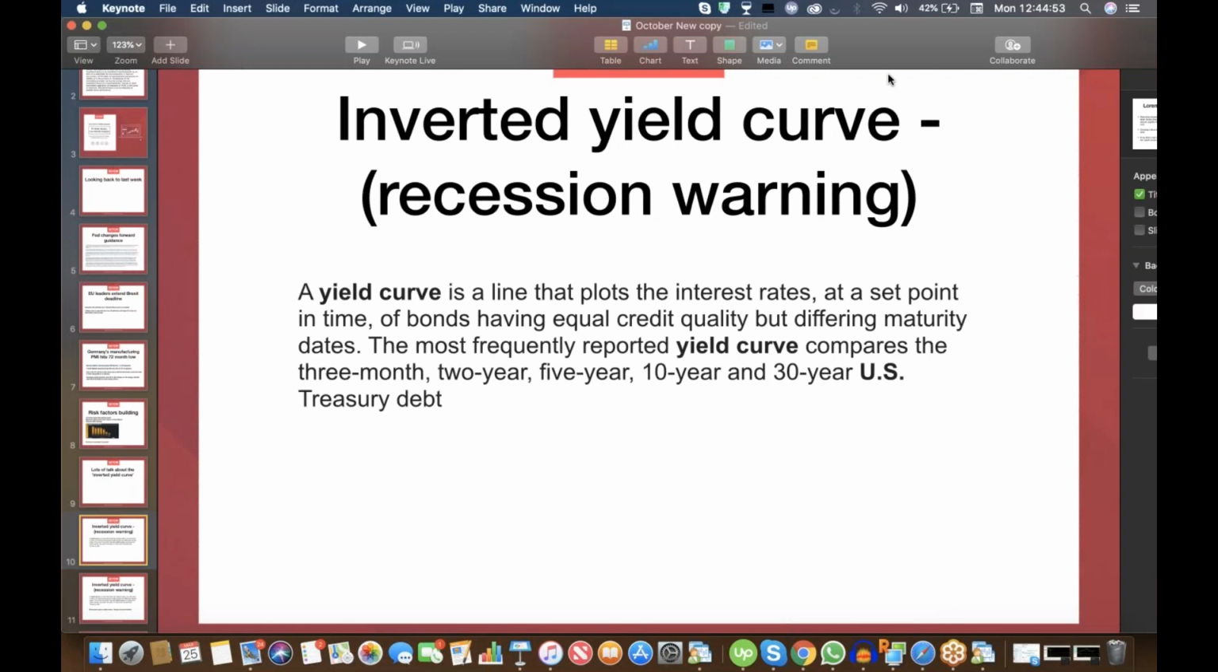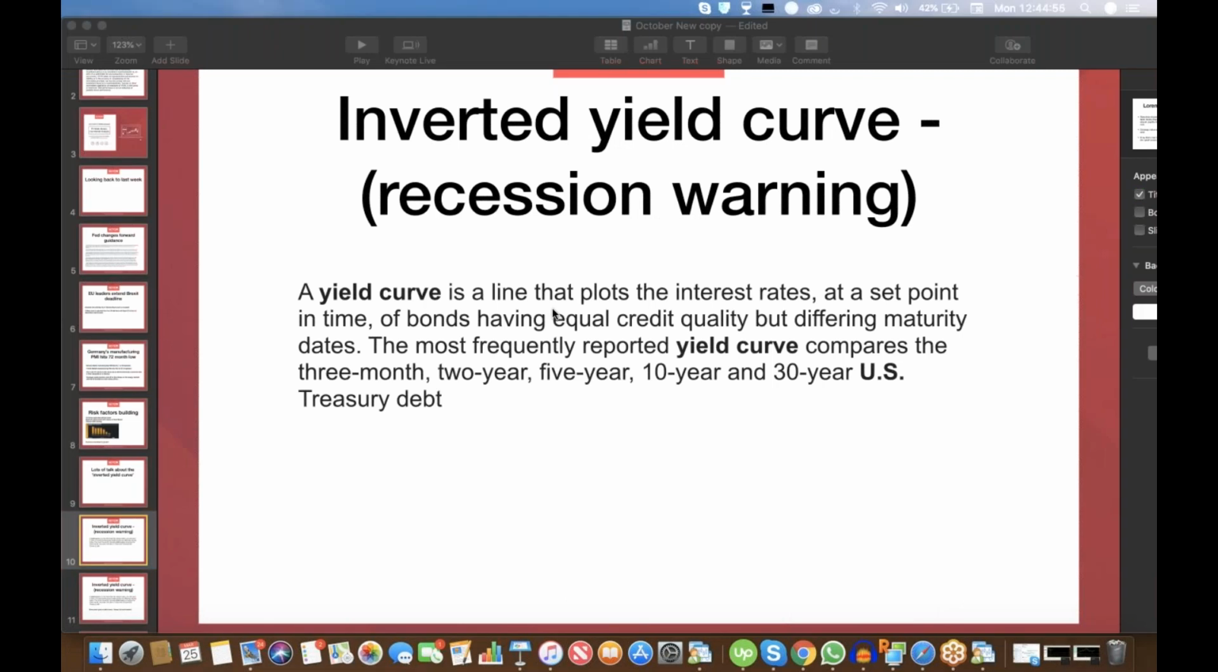First of all, just to explain a yield curve. A yield curve is a line that plots the interest rates, or the yields, at a set point in time of bonds having equal credit quality but differing maturity dates. The most frequently reported yield curve compares the 3-month, 2-year, 5-year, 10-year, and 30-year US Treasury bond debt. So when you're looking at a yield curve, remember that it's a line plotting the different bond yields across the different lengths of those bonds. So a short bond is the 3-month one, and a long bond is a 30-year bond.